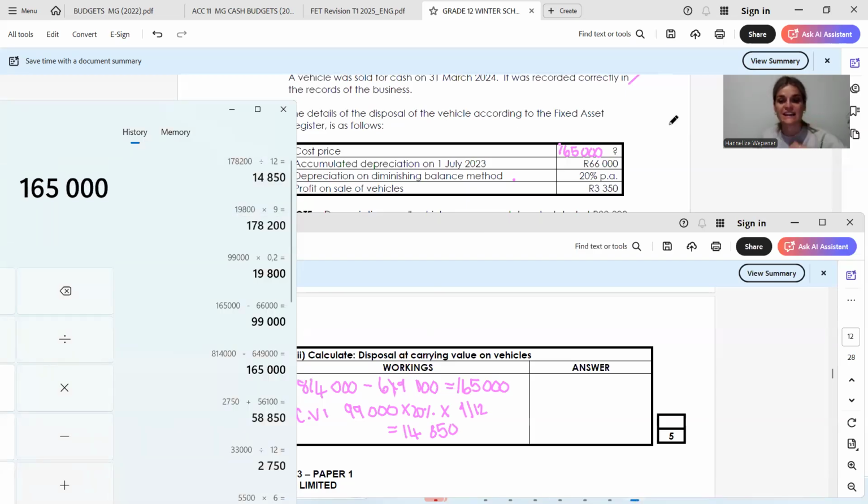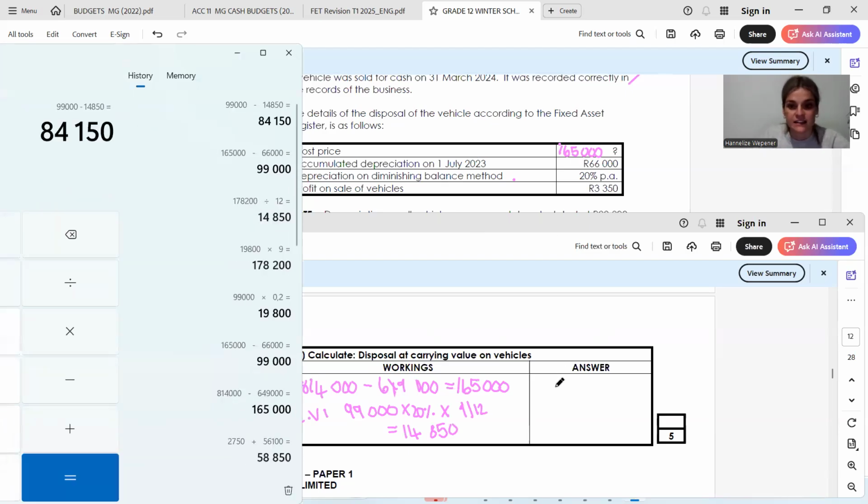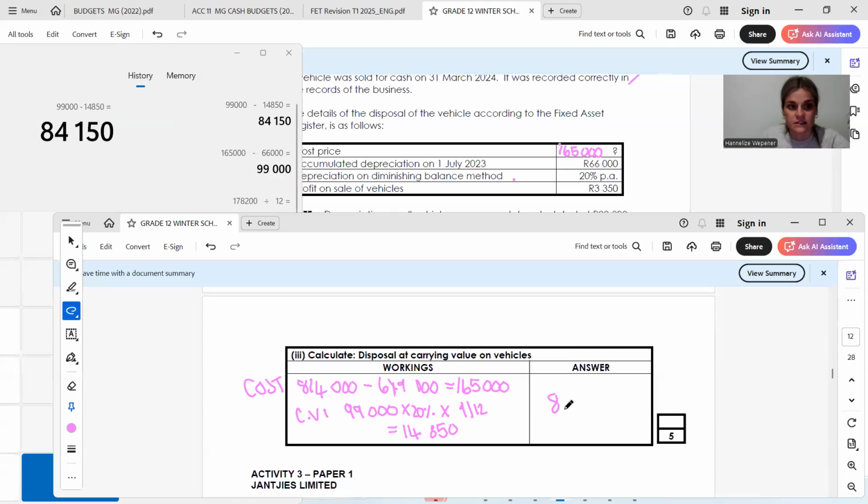So in other words, on the date of disposal, I had a vehicle with a cost price of 165. Let me not forget again that I calculated that. Minus my accumulated depreciation on the first day, minus my depreciation that I calculated for the current financial year. And that then gives me 84,150. Okay, so there we go. That is the carrying value of your disposal.